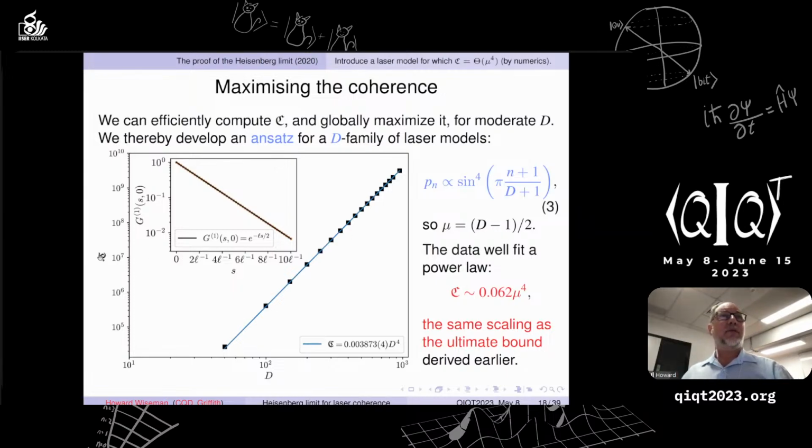And then from our model, we do an exact numerical calculation of the coherence of the output beam created by our particular model. And we find it very well fits a power law in the dimension of the system, which means it's a power law in the mean number of excitations. And the particular power law we find is this, okay? So 0.062 times mu to the fourth. So the coefficient here is a lot smaller than the 3 that we found as the upper bound, but the important point is that the scaling is the same. So we have proven that the Heisenberg limit scaling is mu to the fourth, and so therefore there is a quantum advantage, right? Because the standard quantum limit was mu squared, and we have a quadratic quantum advantage in this case.